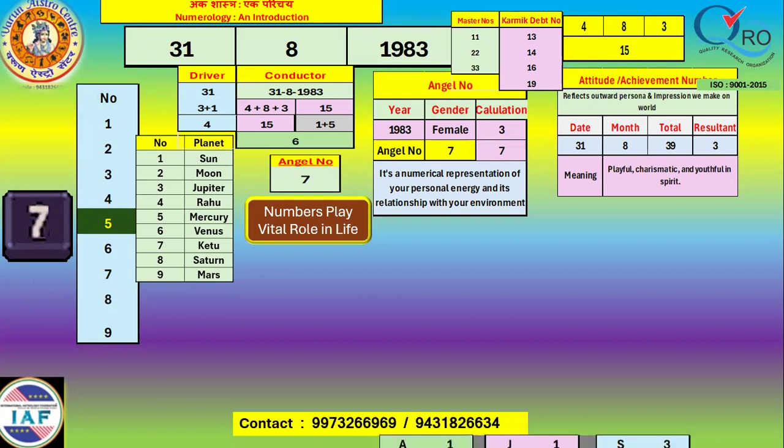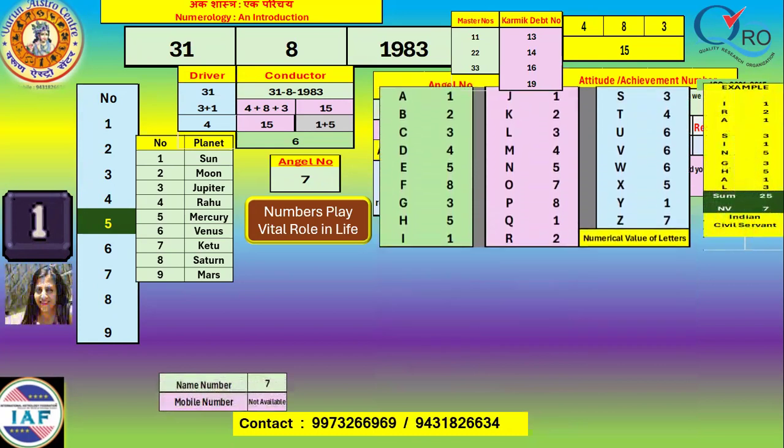So here I will show you some presentations. Each alpha has its own numerical values. So letters, alphas used in the name are replaced with their respective numerical values. These are added together and converted into single.